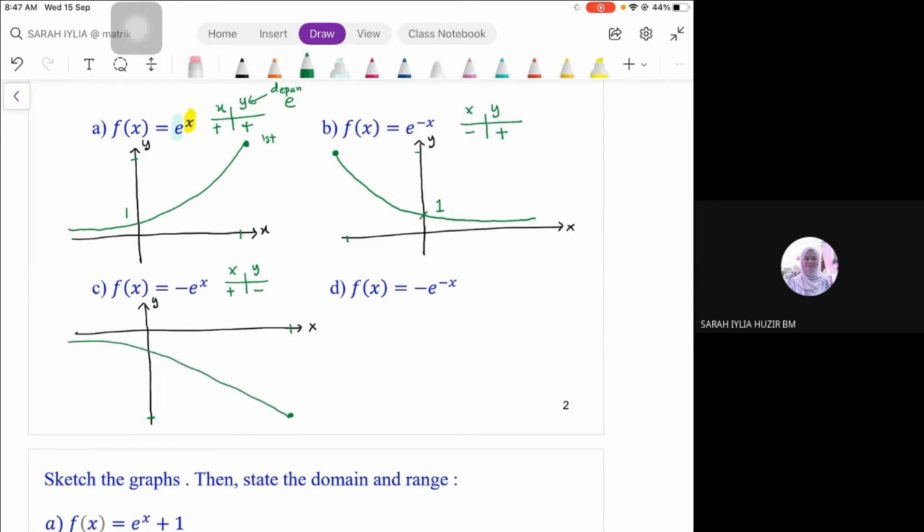Dia ibarat macam pantul kat paksi x daripada e to the power of x daripada graf atas tu. So, now negative e to the power of 0. So, pintasan kita akan jadi negative 1.